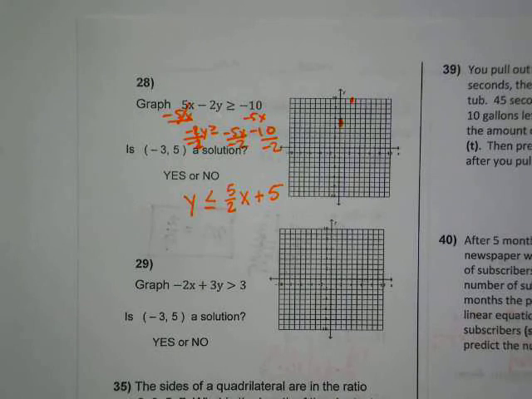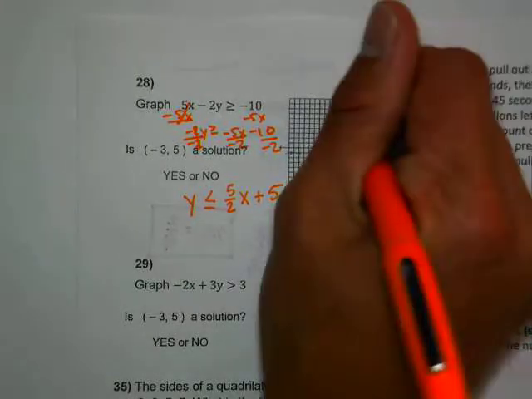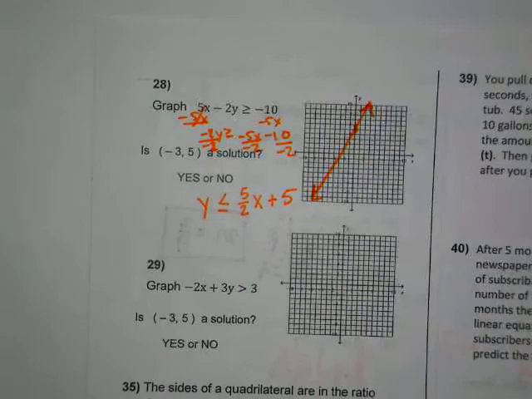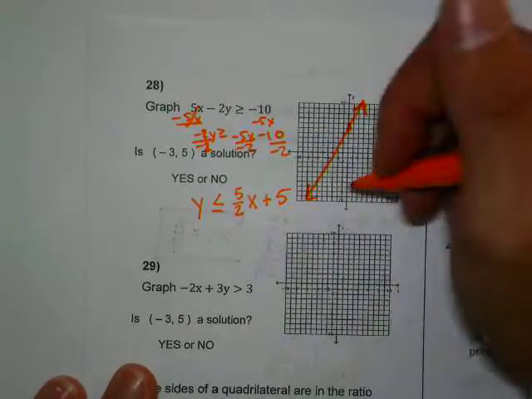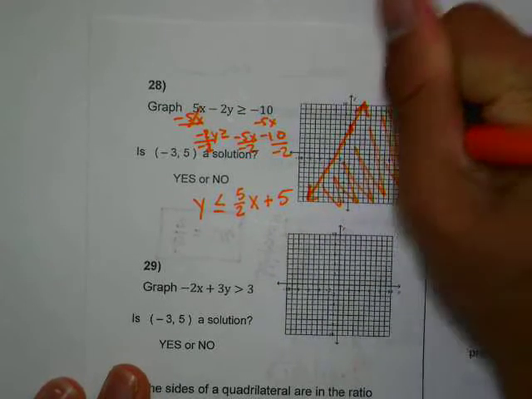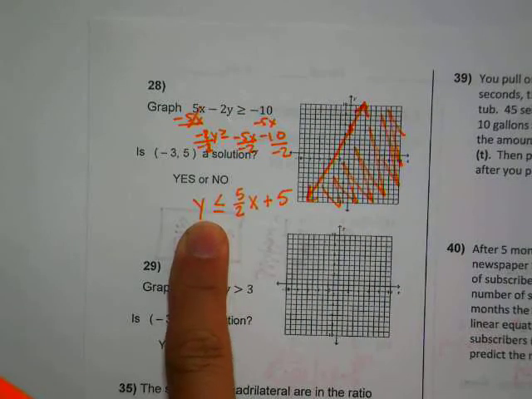Is your line solid or dotted? Solid, because you have the line. And are you shading above or below? Below, because it's less than.